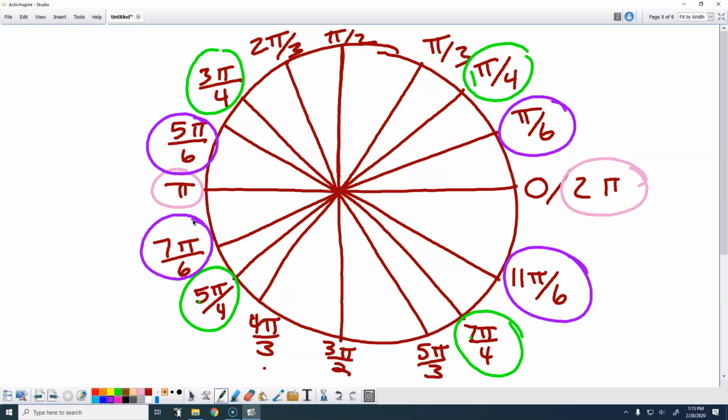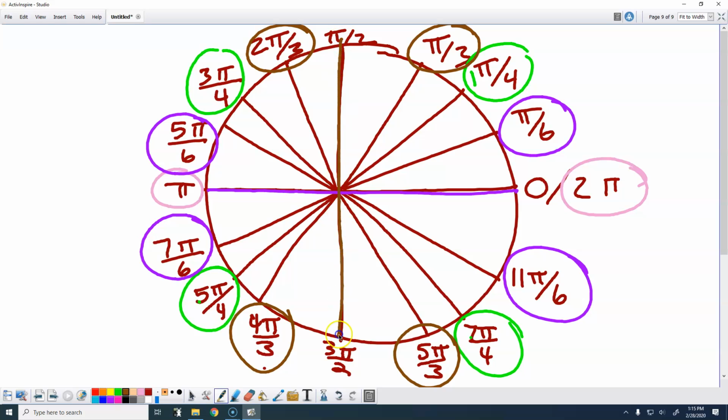But here's how I think of it. The ones that have 6s in the bottom are closer to the x-axis. Whereas all of the ones that have a 3 in the denominator, once again, like Kaylin said, are directly across from each other symmetrically. But they're also closer to the y-axis. So denominators of 3 are the ones closer to the y-axis. Denominators of 6 are the ones closest to the x-axis. And then we have the middle angles, which all have denominators of 4, and they go up by odds in the numerator.